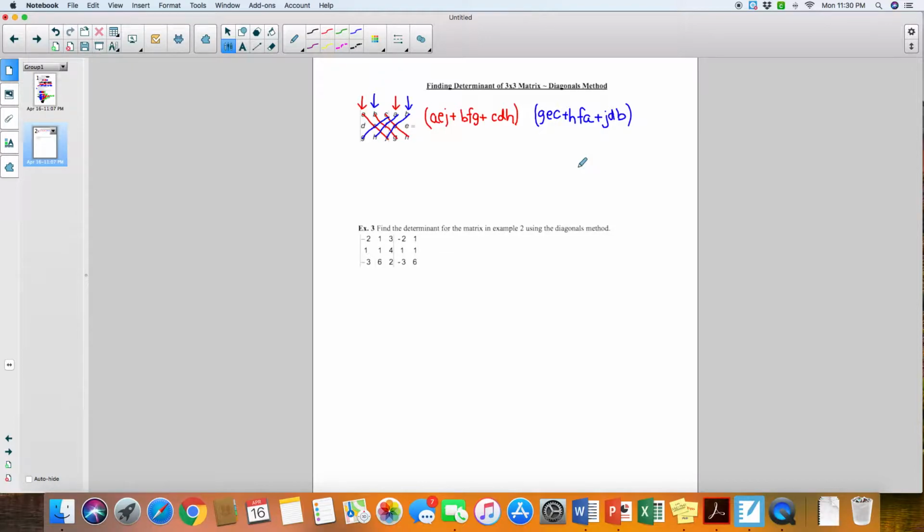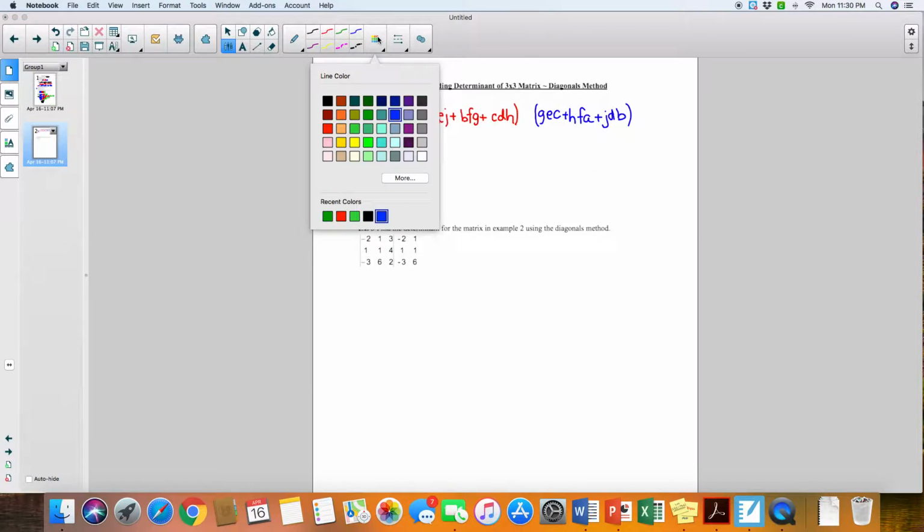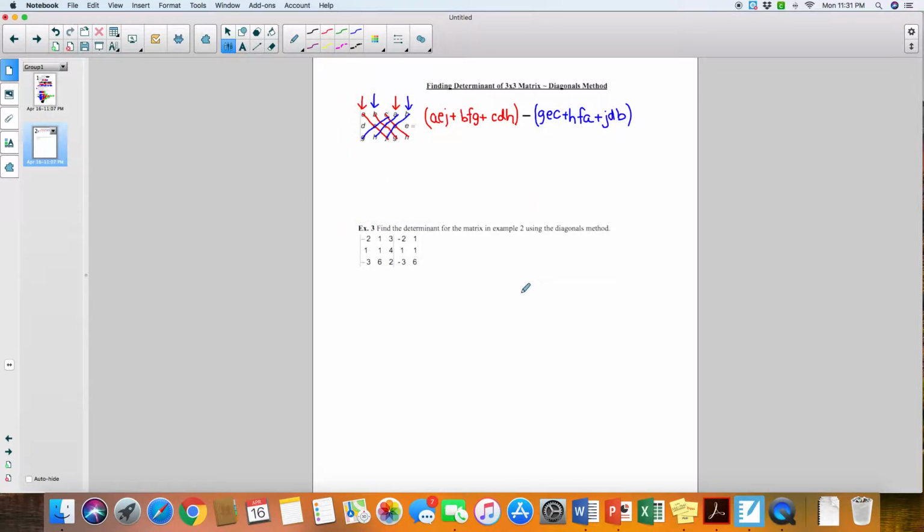Once I get the sum of both sets, the red set going top to bottom and the blue set going bottom to top, I find the difference. So I would then subtract them. And that's how you find the determinant using the diagonals method. So let's do an example.